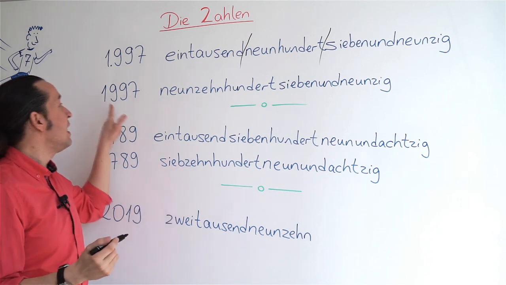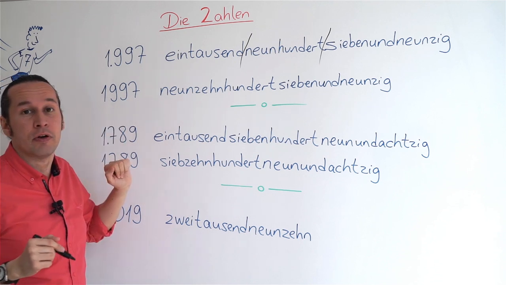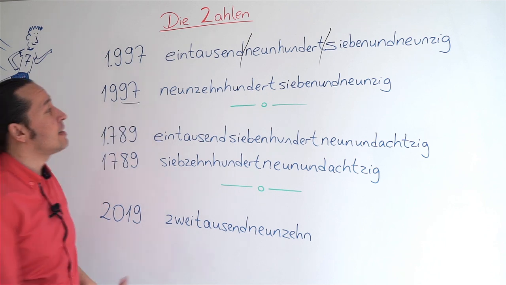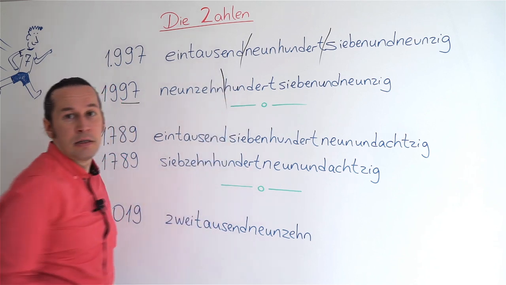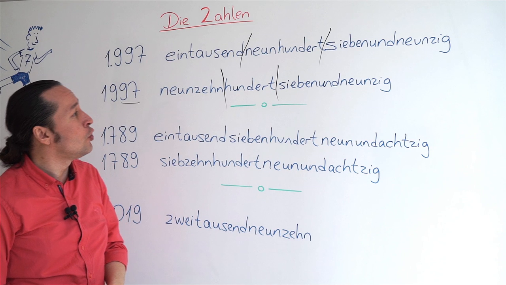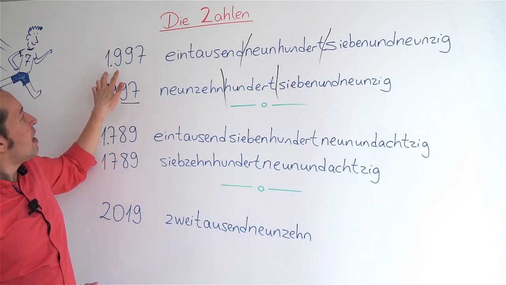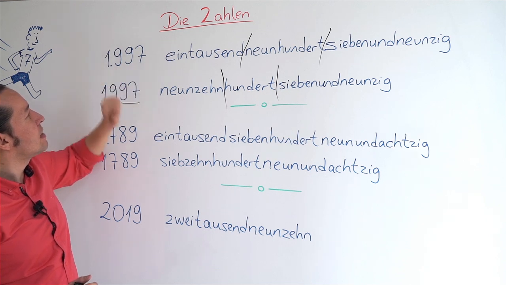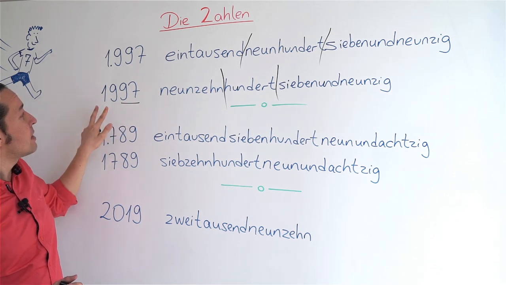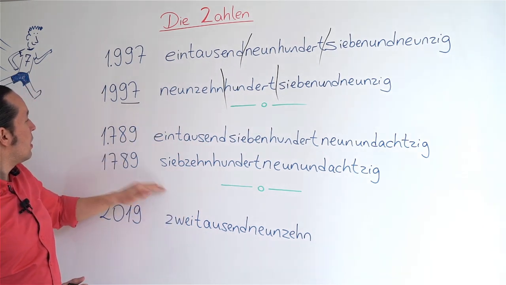In English, what do I say? I say nineteen ninety-seven. But in German, I need to take the two other digits to that. For the first part I'll say 19, and then for the last two digits I'll say 100 and so on. So if I mention the number 1997, I'll say it one way, but if it's a year, I'll say it the other way.